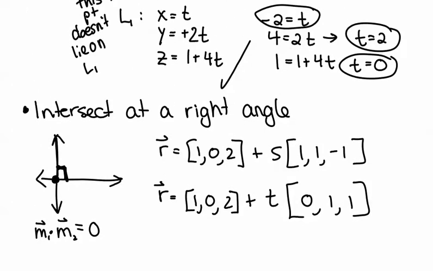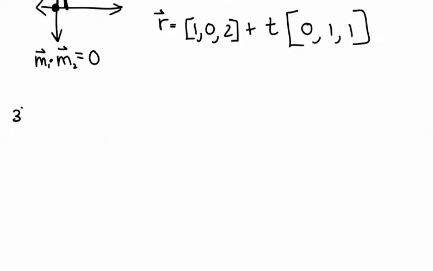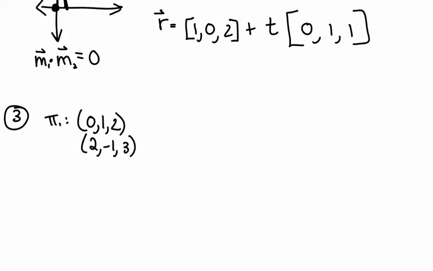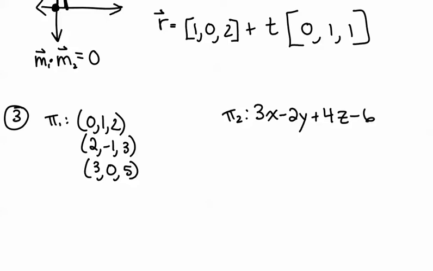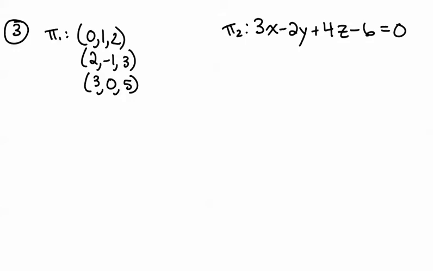Okay, question 3. This one's tricky. Write the equation of the line that's created by the intersection of the plane that contains those points and the other plane. Okay, so essentially we've got two planes. For plane number 1, we're given 3 points: 0, 1, 2; 2, negative 1, 3; and 3, 0, 5. And then plane 2 is 3x minus 2y plus 4z minus 6 equals 0. So I've got two planes.